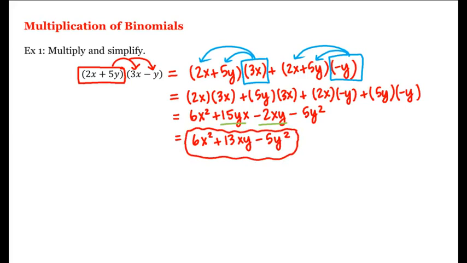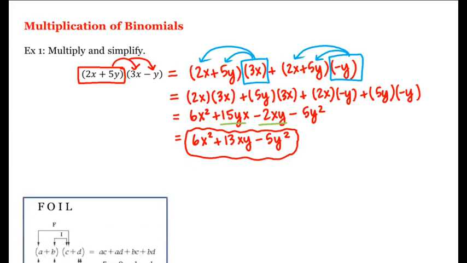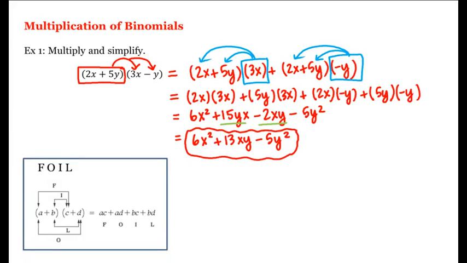Now this type of multiplication comes up often, and there is an acronym used to describe it. And the acronym is FOIL. The F in FOIL stands for first, which means we multiply the first terms in each binomial, so A times C. The O stands for outer, which means we multiply the outer terms in the two binomials, so A times D.